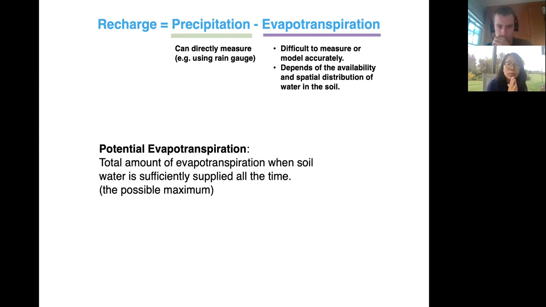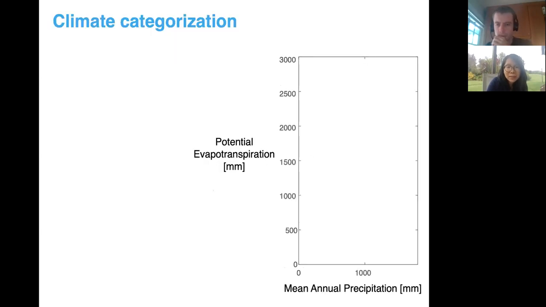And so oftentimes we don't actually talk about evapotranspiration, but we refer to what we call potential evapotranspiration. So that is the total amount of evapotranspiration from soil when water is sufficiently being supplied all the time. So that is essentially the maximum possible evapotranspiration. Okay, so with all these definitions in hand, I can start defining what we mean by drylands.